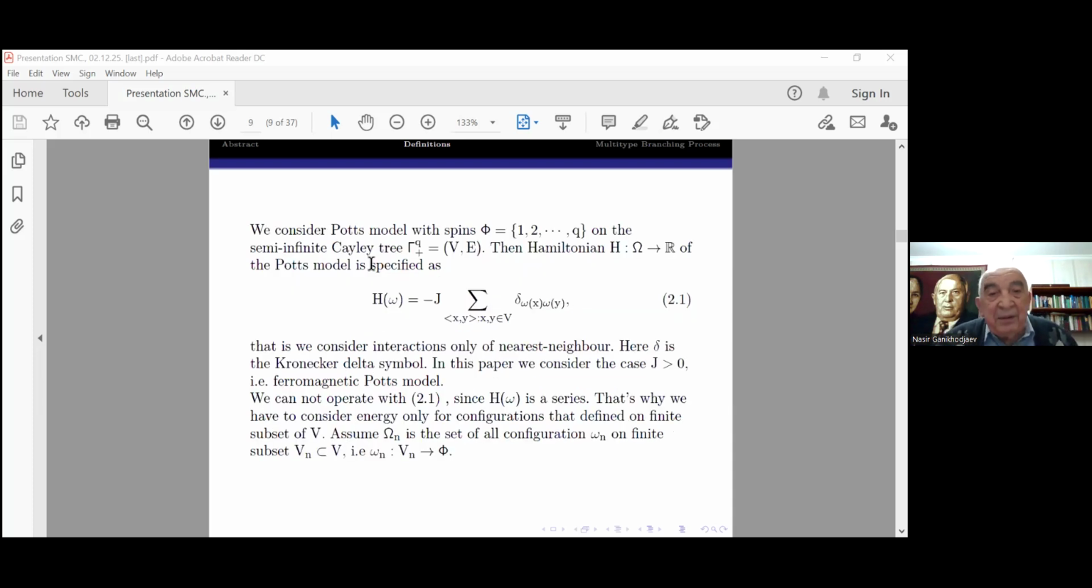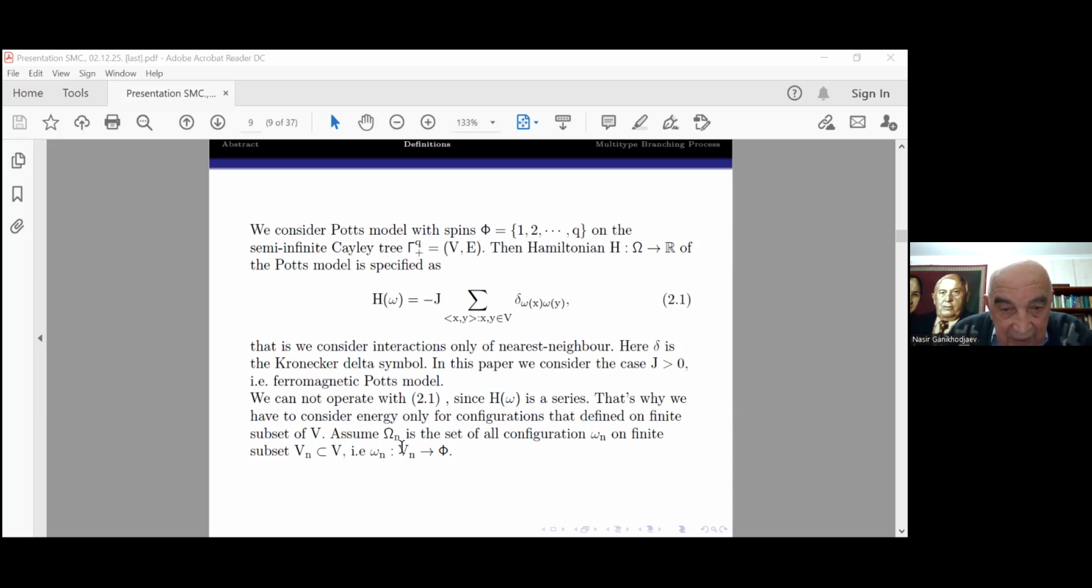So now let us specify this model, the Hamiltonian. This is a Potts model. That is, we have the spins, and for each configuration, we define its energy like this series. Here, J is some constant, maybe positive, negative. We will consider the positive case. And this is a Kronecker symbol. Of course, this is an infinite sum, so we cannot operate with this Hamiltonian. For this reason, we will introduce a conditional energy.